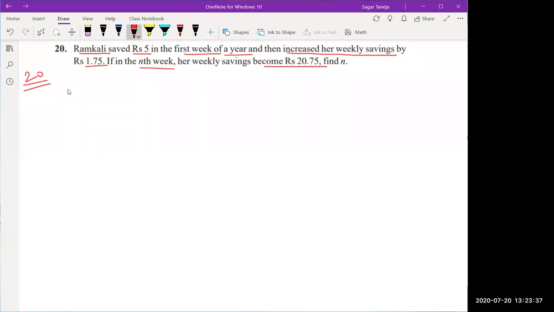It means, according to the question, here the first term is 5 and d is 1.75, because every week the saving is increased by 1.75. Okay, and a1 is 5. This is savings in the first week. And an is given, which is 20.75. And we need to find the value of n.